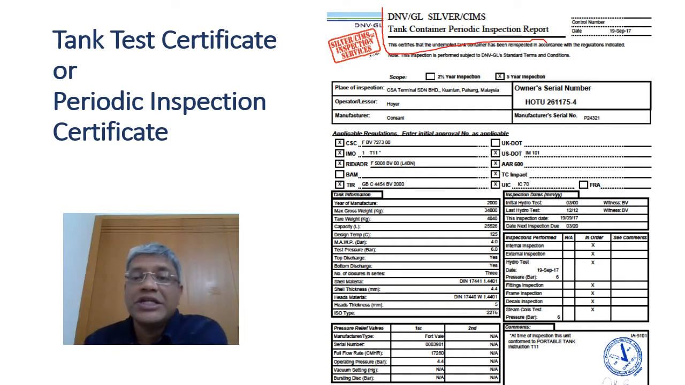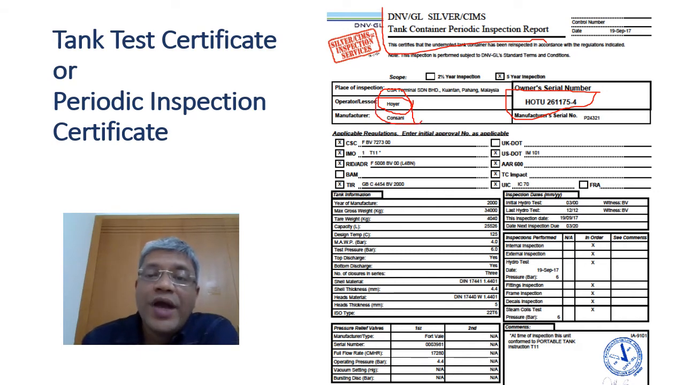The certificate will mention the first thing as the container number, which is important to us. Then who is the lessor of the company or the operator? In this case, it was Hoyer. Who was the manufacturer of this? This is Konsani, which was the manufacturer. And where the inspection was carried out. And all further details related to this tank are mentioned on this particular test certificate. For example, the fact that this was a T11 tank is mentioned here, and the year of manufacture here.